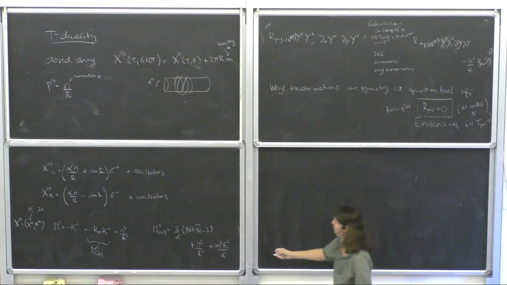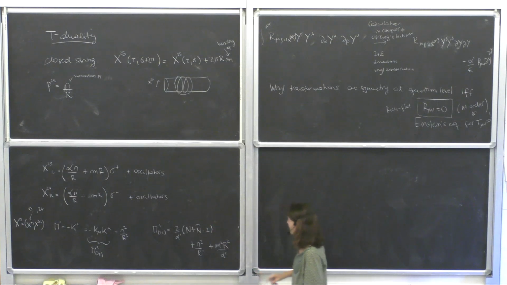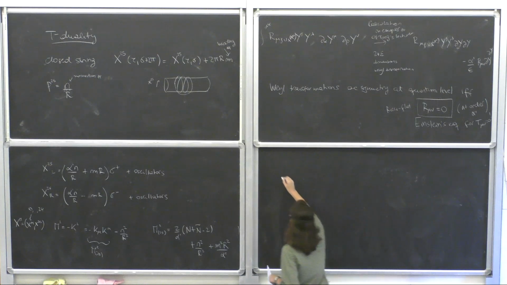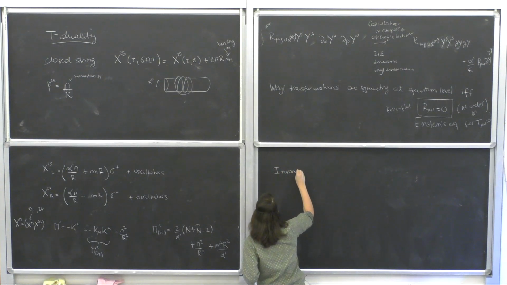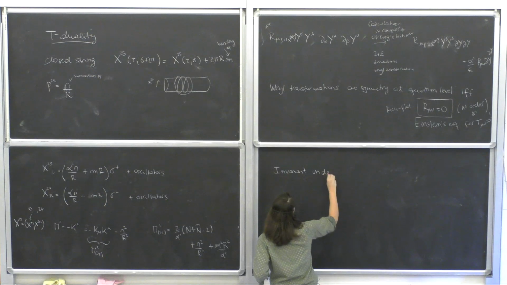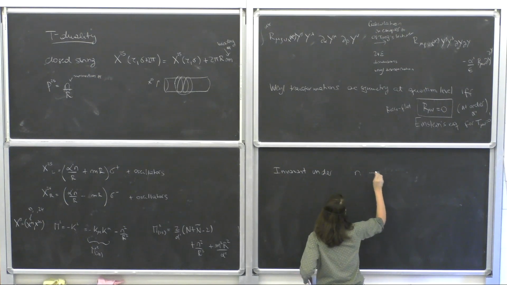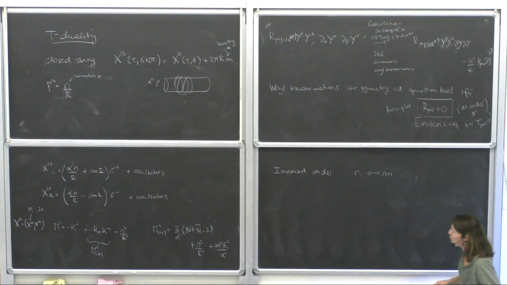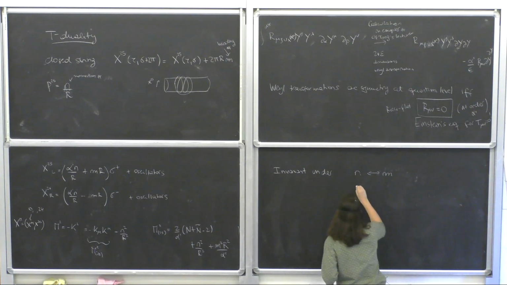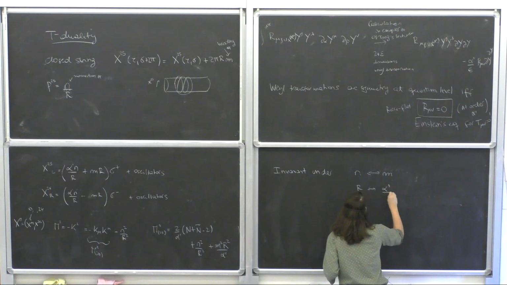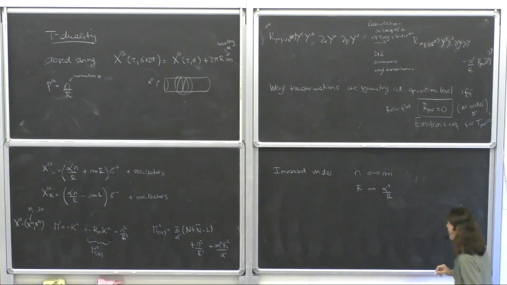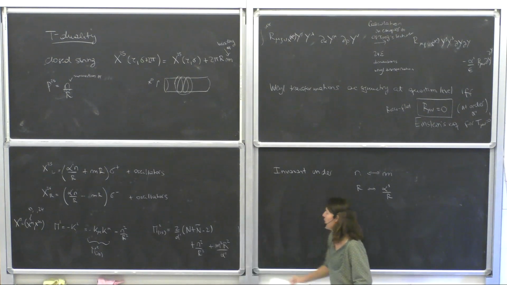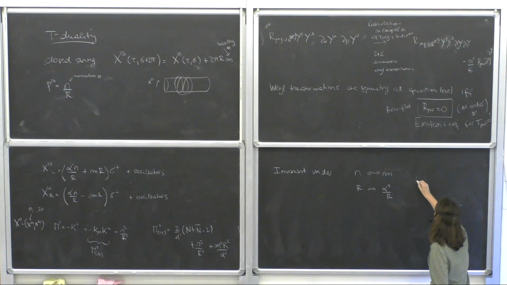So this part of the formula is beautiful, right? Don't you see? It's beautiful. This is invariant under momentum going to winding, if you also exchange r with alpha prime over r. If you do this, the mass formula is invariant. And this is T-duality.